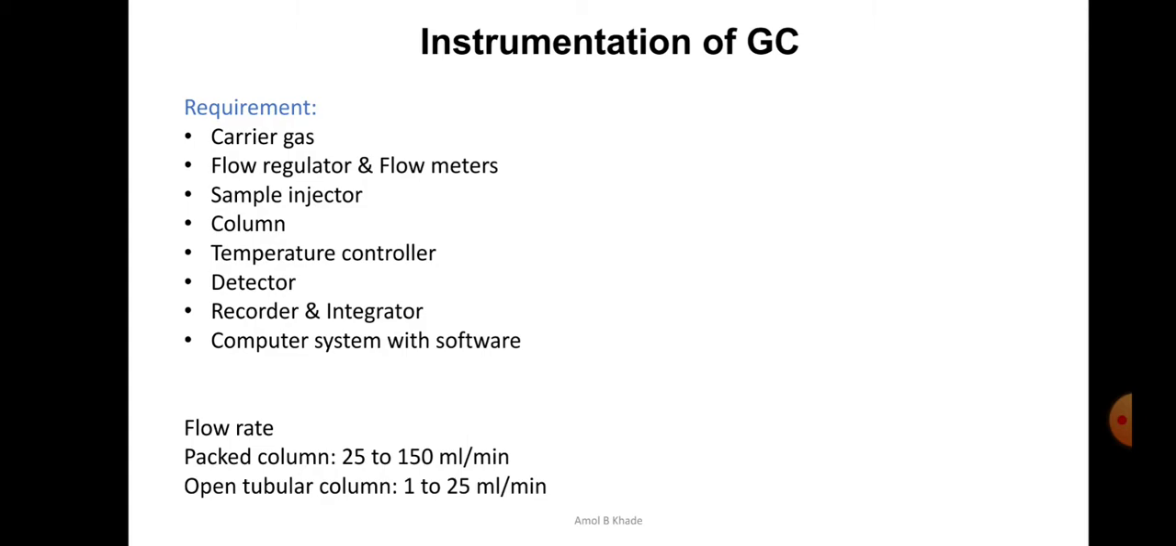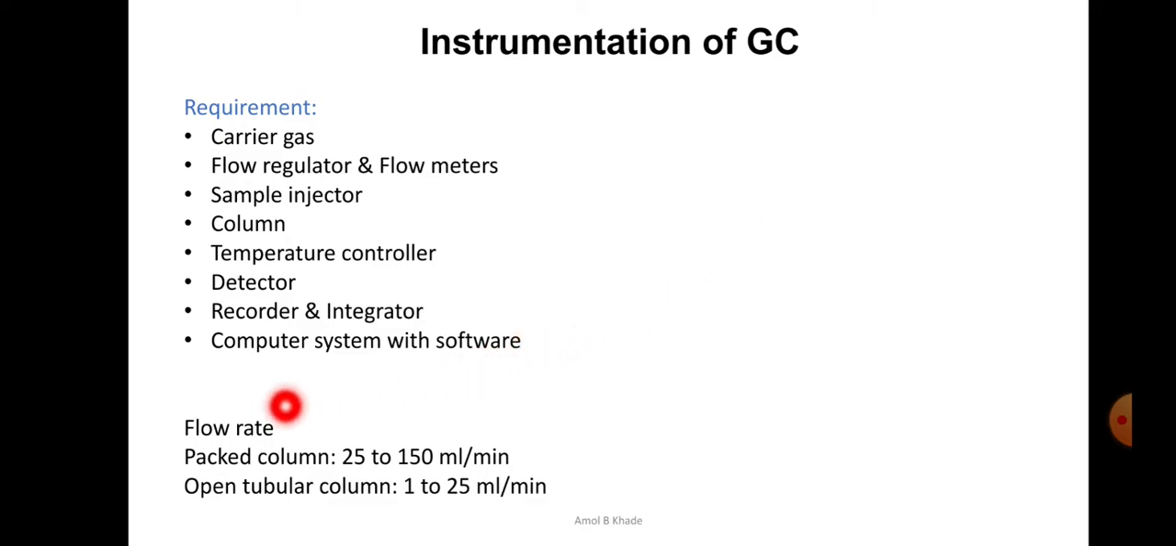We can do what we have seen in case of HPLC, that is isocratic elution and gradient elution with this. Then we need a very sensitive detector which can sense whatever is eluting, and in what amount, from the column, and then we have the recorder and integrator, and we need to have the computer system which can give a chromatogram.